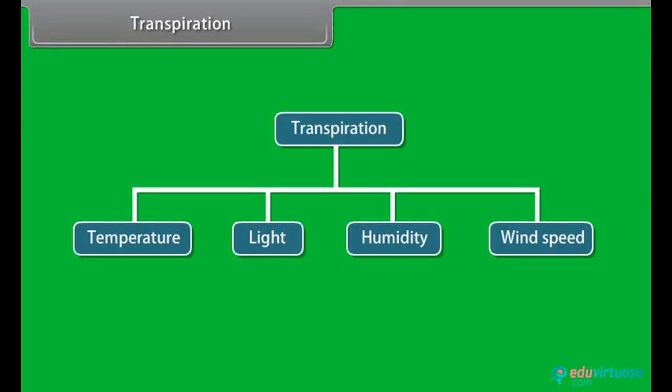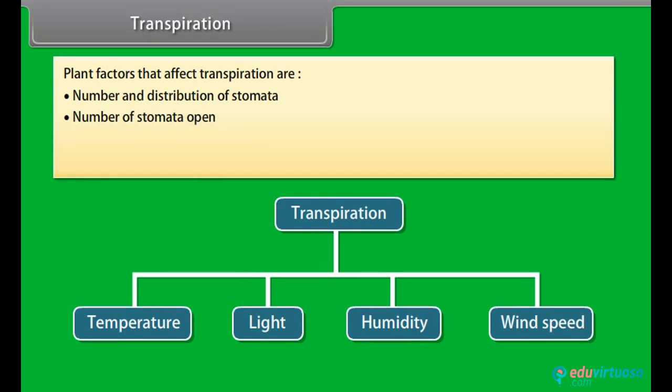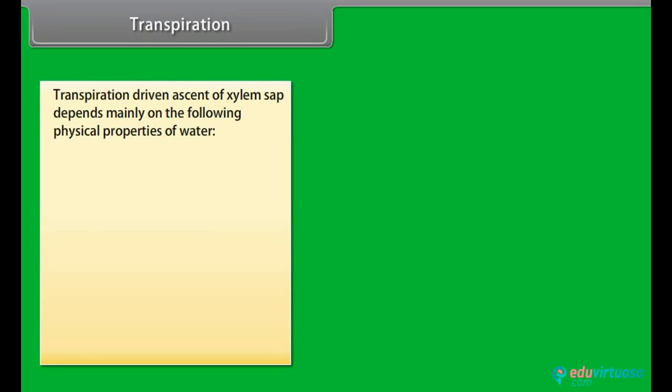Transpiration is affected by several external factors like temperature, light, humidity, and wind speed. Plant factors that affect transpiration include number and distribution of stomata, number of stomata open, water status of the plant, canopy structure, etc. Do you know that the transpiration-driven ascent of the xylem sap depends mainly on some physical properties of water? These are cohesion, adhesion, and surface tension.